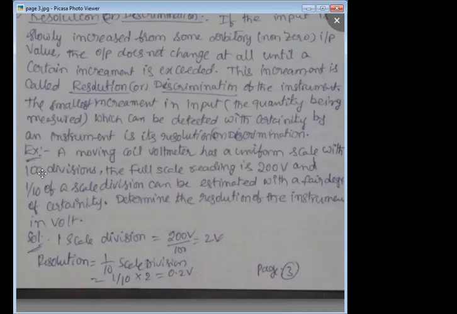So here we have 100 divisions, and with those 100 divisions we can measure 200 volts. So 200 volts by 100 is 2 volts. For each scale division we get 2 volts, and the resolution is 1 by 10 of a scale division. Here 1 by 10 of a scale division is the resolution, and one scale division is 2 volts. 1 by 10 into 2 gives 0.2 volts. So this 0.2 volts represents the resolution of the instrument.